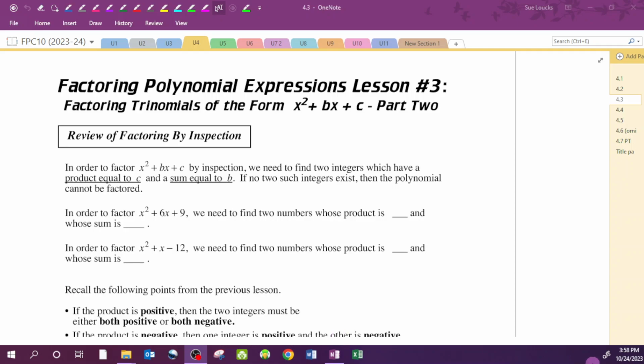Here we are on lesson 3 for Foundations in Pre-Cal 10, the second part of factoring trinomials where the coefficient of the x squared term is 1. So, quick review of what we did last class.